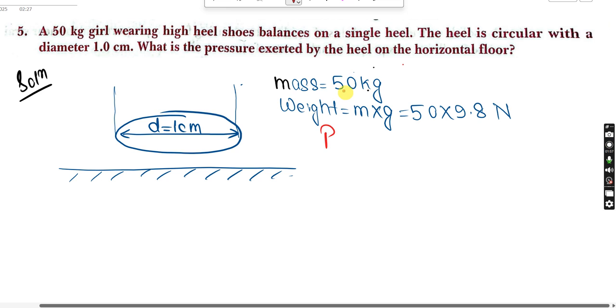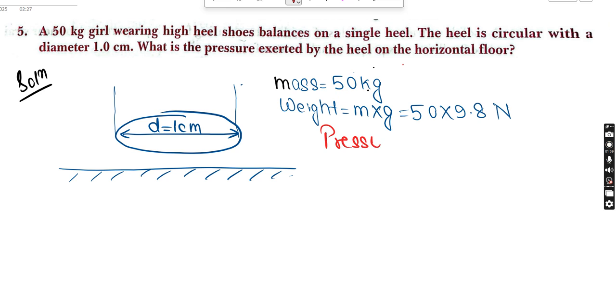So we know pressure is equal to force per unit area. The force will be the weight here, and per unit area. For finding the area, we need the radius, because the diameter is given. So what will be the radius? The radius will be 0.5 into 10 to the power minus 2. You will ask me why minus 2: because it should be converted into meters here.